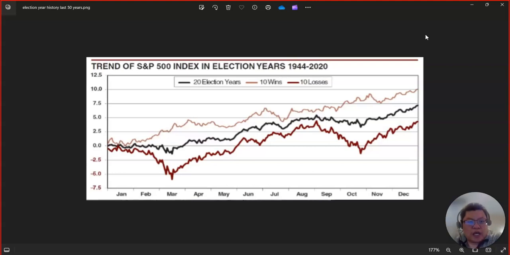We're going to start off by looking at the trend in election years. This is based on many years, from 1944 to 2020, so it's based on 20 election years. The black line is how it averaged out over time in election years. Overall, you can see the trend is up from January to December. On average, it's up 7.5%.